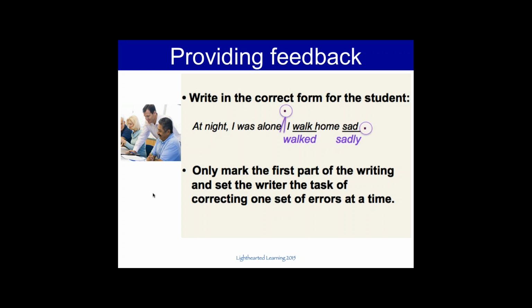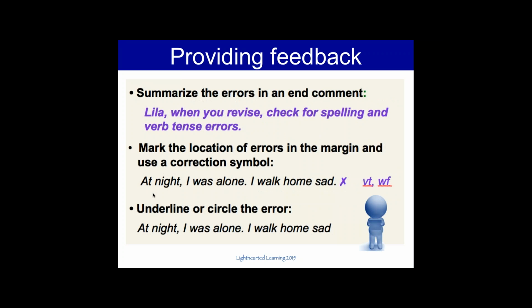But you can write in the form for the student, and as I say, or only mark the first part and let them correct the second part. You can summarize their errors. Again, this relies on the learner being able to read your summary. You can mark in the margin to let the learner know, okay, X, there's an issue here. It's a verb tense issue and a word form issue. I think that's what W over F is. I may be forgetting. Yes, it really could be word choice too. You can underline or circle the error and not explain what the error is.